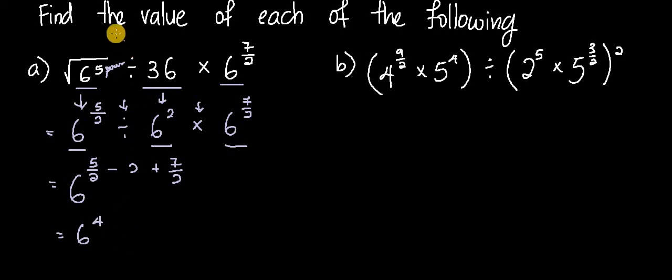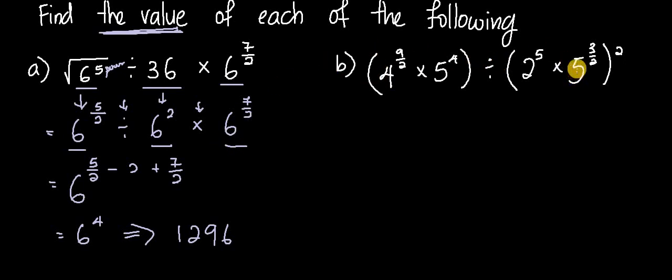And that's it. The question asked me to find the value. Find the value means this is no longer simplifying. I need to know what is the value of 6 power 4. Once you do 6 power 4, you will get 1296. So that is how I solve question A. Remember, you cannot use the laws of indices if your base is not the same. Now, let's look at question B.